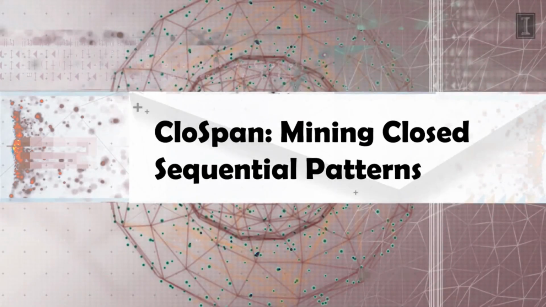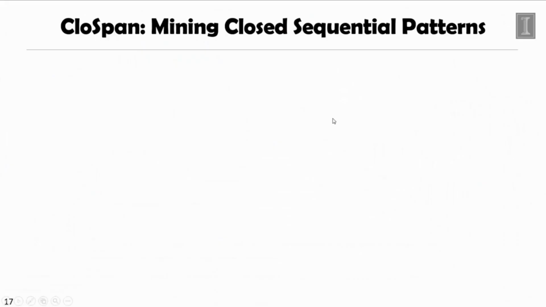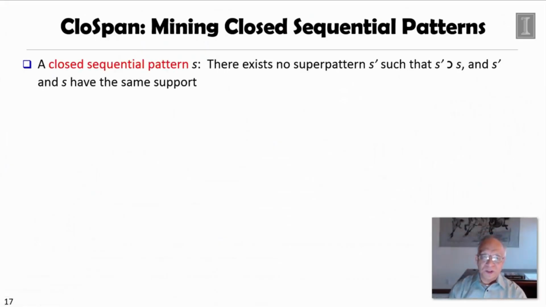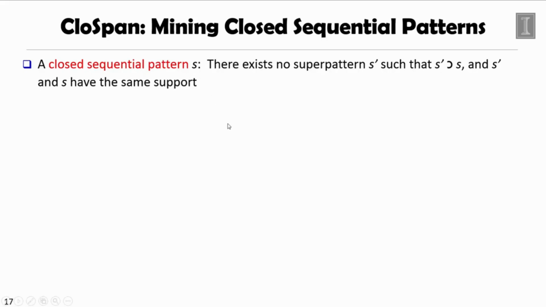Now we study another interesting issue called mining closed sequential patterns. The algorithm for mining this is called CloSpan. So what are closed sequential patterns? Similar to closed frequent itemsets. A sequential pattern S is closed if there exists no superpattern S prime such that S prime and S have the same support. In other words, closed pattern means for the same support, you will find the longest one. That's the closed pattern. The other ones probably do not really matter.